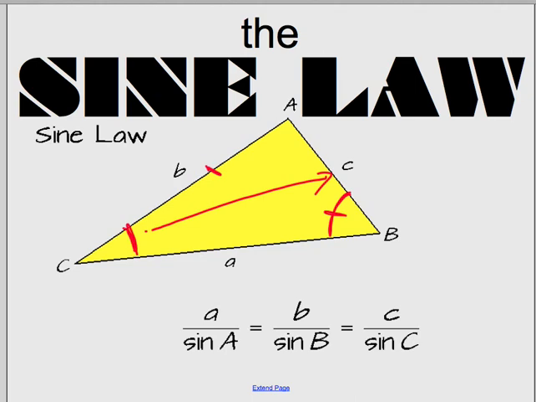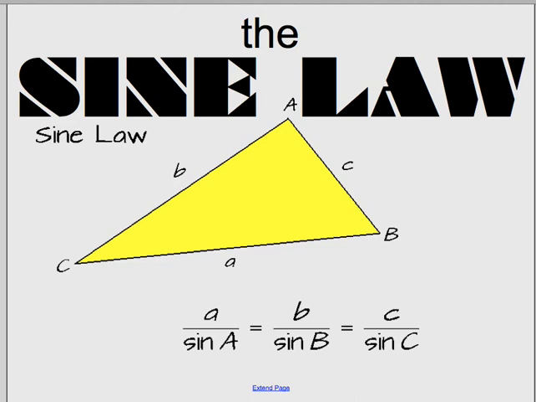So the sine of C divided by C is going to give you the exact same number as the sine of B over side B, which is the exact same ratio as the sine of the angle A divided by its opposite side. So what we're in essence doing with the sine law is hunting for opposite partners. Okay?